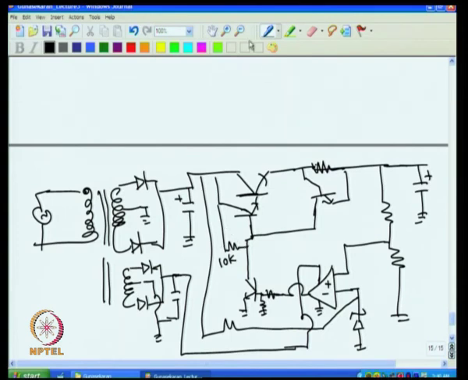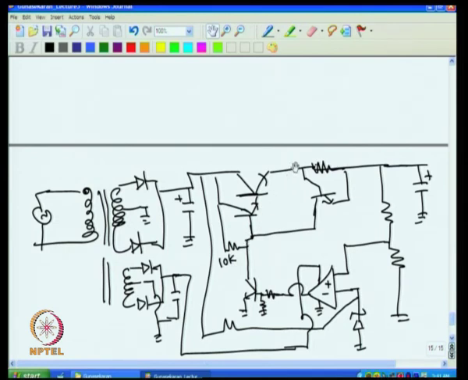If this point is, for example, 150 and I want to bring this one to 100, then 5 milliampere current has to go through this. For that 5 milliampere, this voltage has to increase. That is what it is doing. A small increase in voltage will increase the current here, and that will increase the current here, and that will reduce the voltage. So a small change can bring a large change at this point, and that is what is happening.